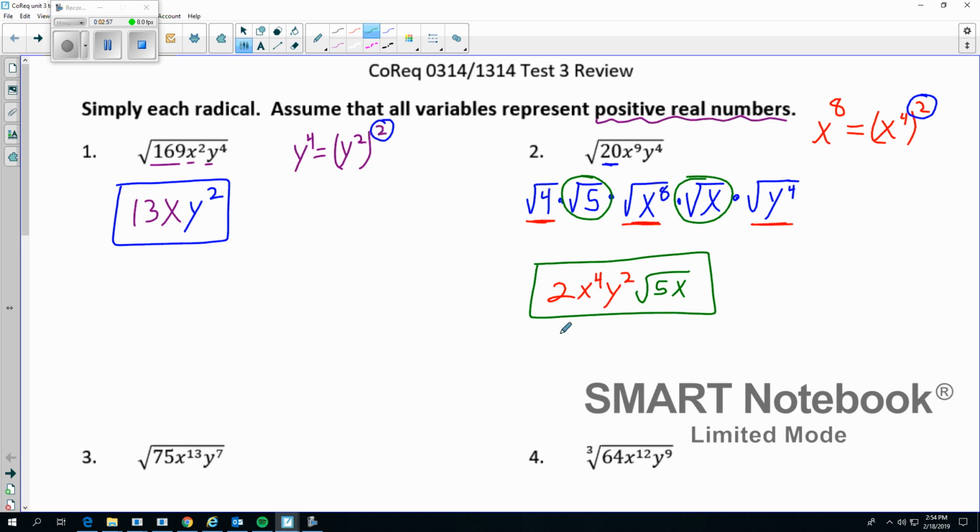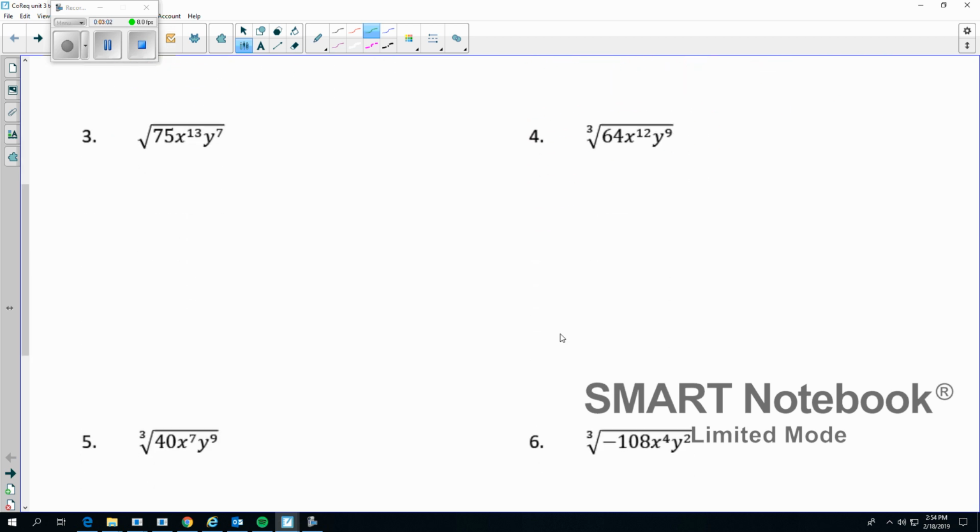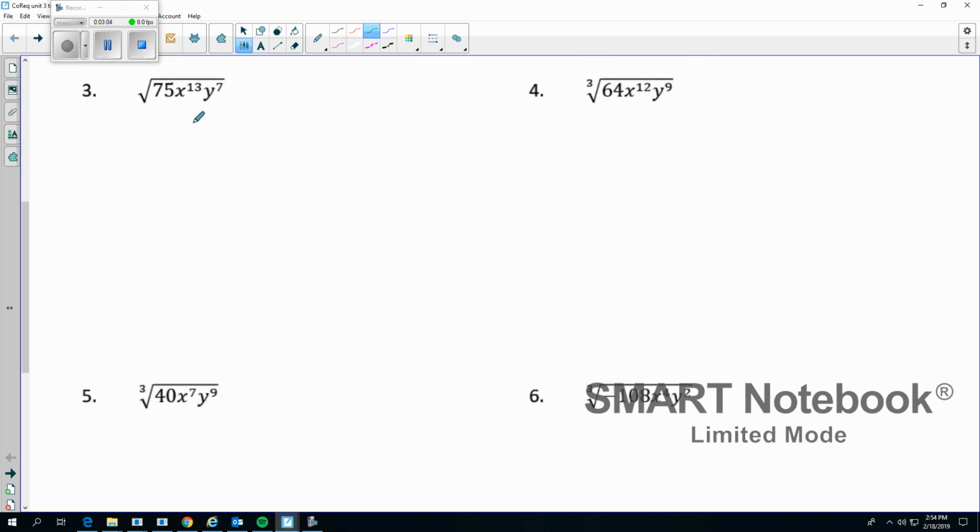All right, so the next one's going to be pretty similar to what we just saw here. It's going to be the same approach. Looking at this right here, we're going to have to break 75 up. So I've got to think, what divides into this that's a perfect square? Not 5 and 15. 5 and 15 multiply to give me 75, but I can't square root either one. I think it's going to be 25 and 3. They multiply to give me 75, and 25 is a perfect square.